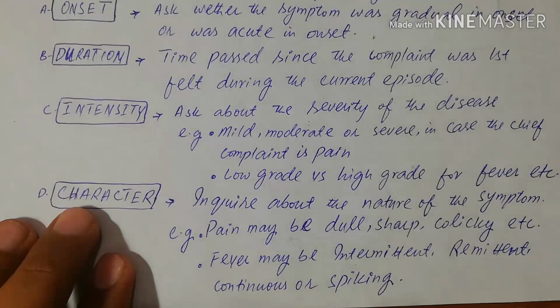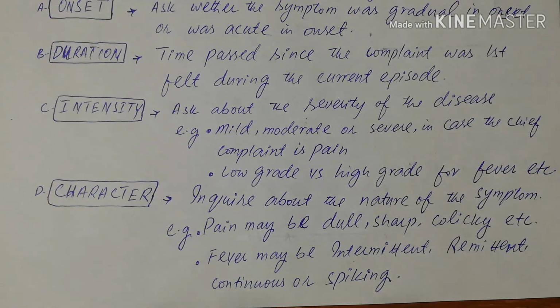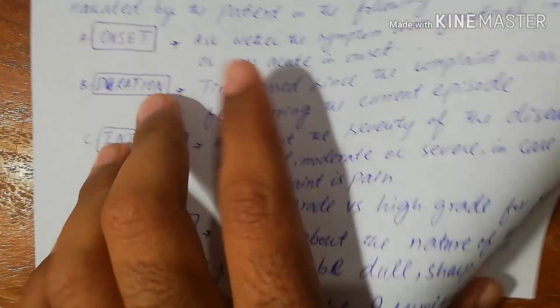The C stands for the character. Character simply means the nature of the symptom, like pain may be dull, it may be sharp or colicky in nature, and similarly if it is fever, then fever may be intermittent, remittent, continuous or spiking in nature.